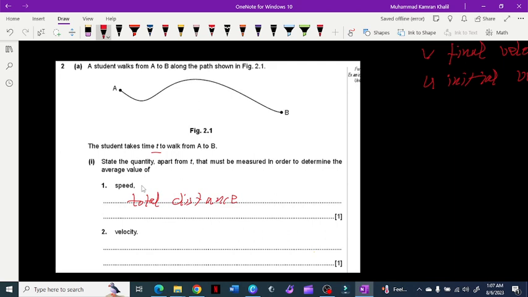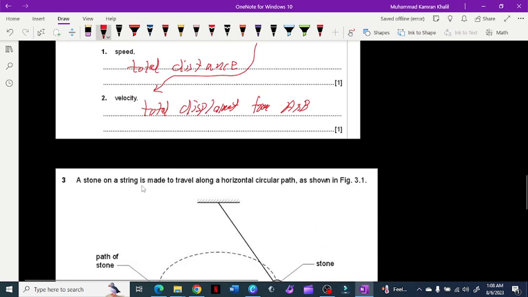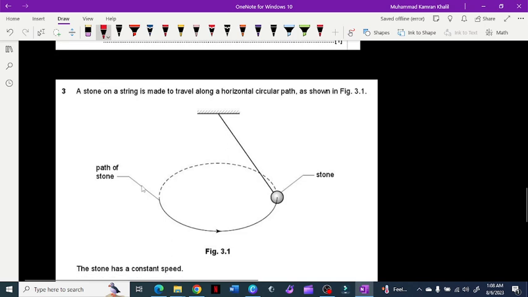For the second question, in order to calculate the velocity, we must have a displacement, and displacement will be in a straight line. So what is required in order to calculate the velocity? We must have total displacement from A to B. This is the quantity which is required to measure the velocity, because the definition of velocity is rate of change of displacement.